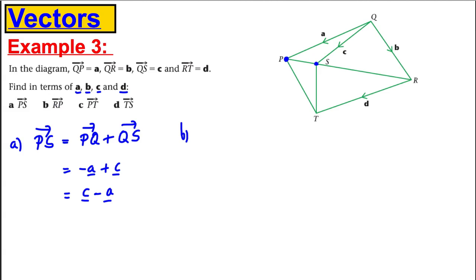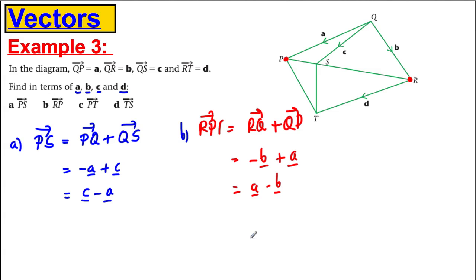R to P, how do you get from R to P? Well, if I was going from R to P, I'd go from R to Q, and then I'd go from Q to P. Now R to Q must be negative B, and Q to P must be positive A, and we usually write that the other way around, A subtract B. Okay, next one.